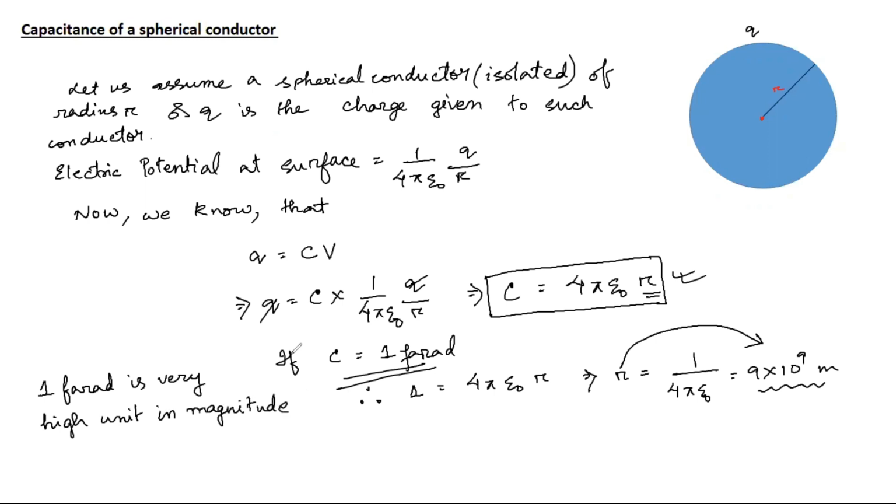This part is separate. It is a case where you will be asked to explain how a capacitance of 1 farad is a high unit in magnitude, so you have to explain it with the help of this expression. Otherwise, if it is asked to derive the expression for the capacitance of an isolated spherical conductor, you have to give a certain charge to it and find the electric potential at the surface. Then, if you use the Q equals CV relation, you'll be able to find the capacitance.